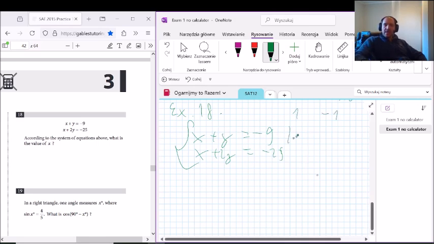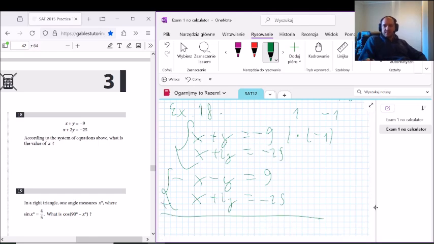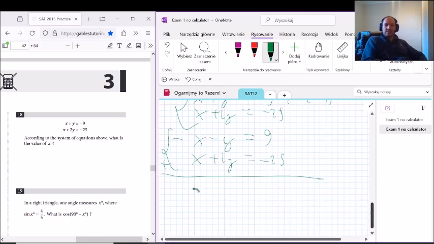So we can multiply the first equation by minus 1 and we get minus x minus y equals 9, and here x plus 2y equals minus 25. We didn't change the second equation. And now we just add the sides. So minus x plus x will be 0. Minus y plus 2y equals y, 1y. And it equals 9 minus 25, which is minus 16. So we have y equals minus 16.